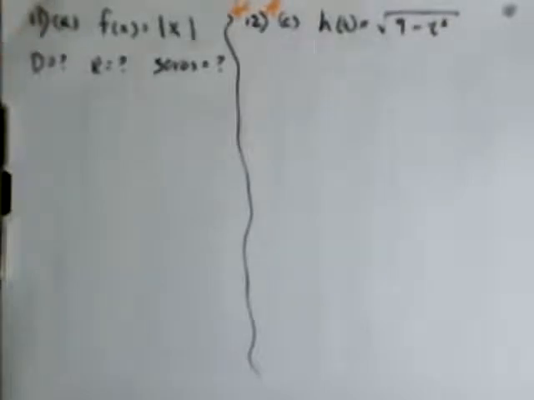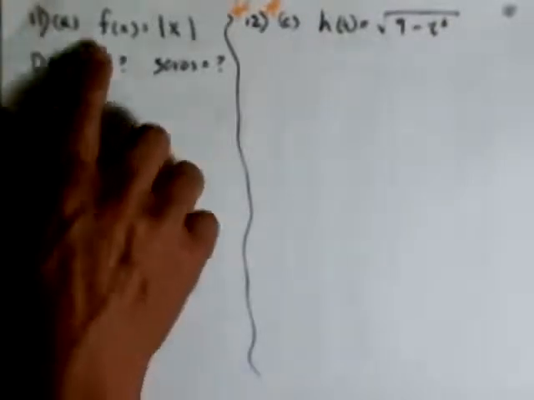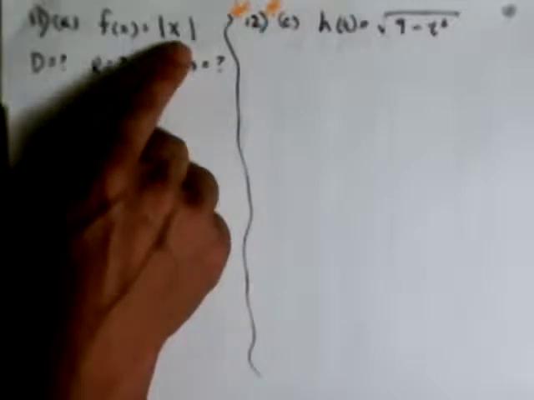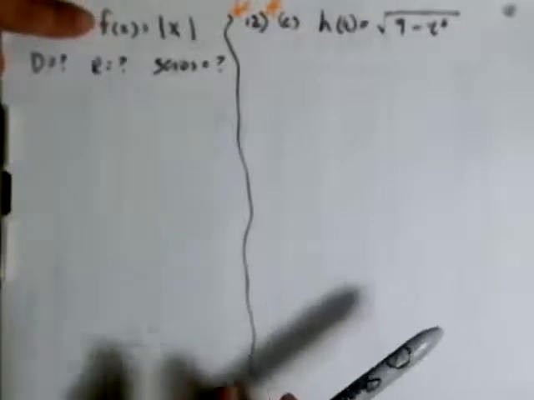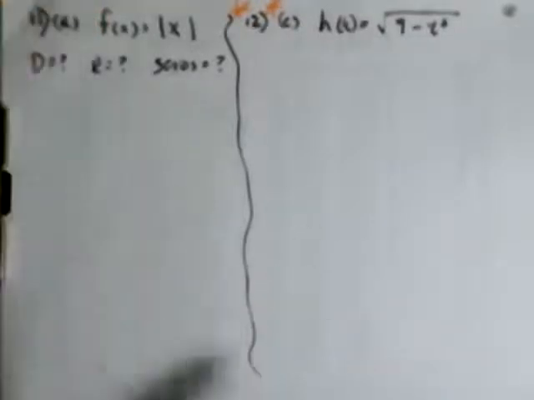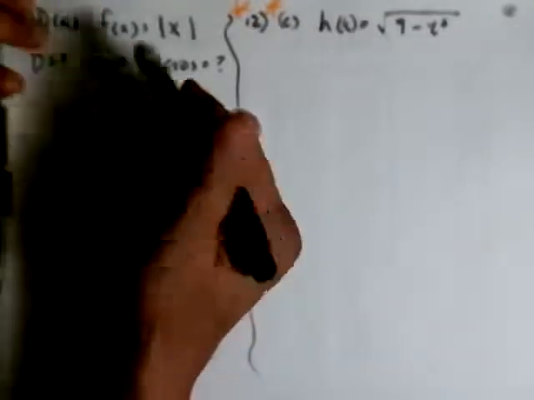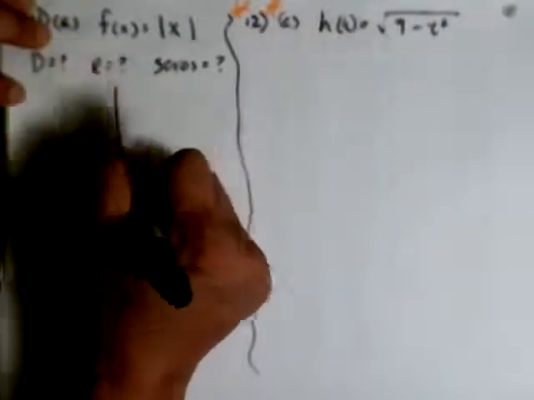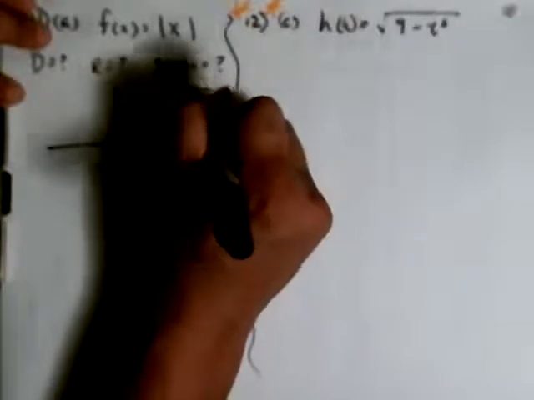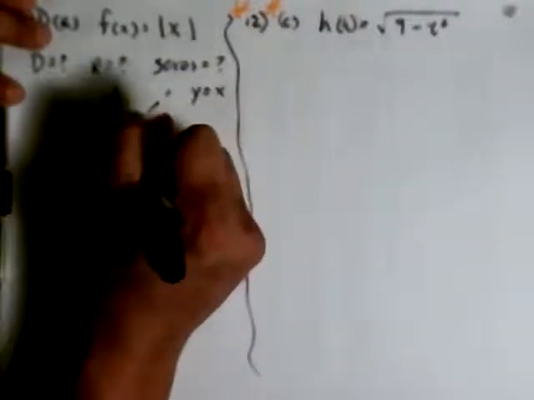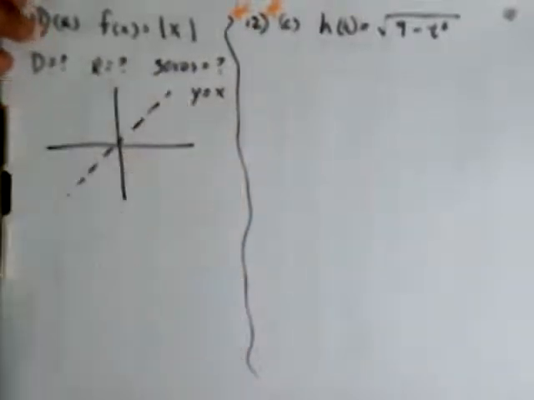Okay, let's look at number 11. Y equals the absolute value of f of x. It says give the domain, the range, and the zeros of the function. Well, before we graph this, let's graph something a little bit easier. Let's graph y equals x. What does that look like? There it is right there.